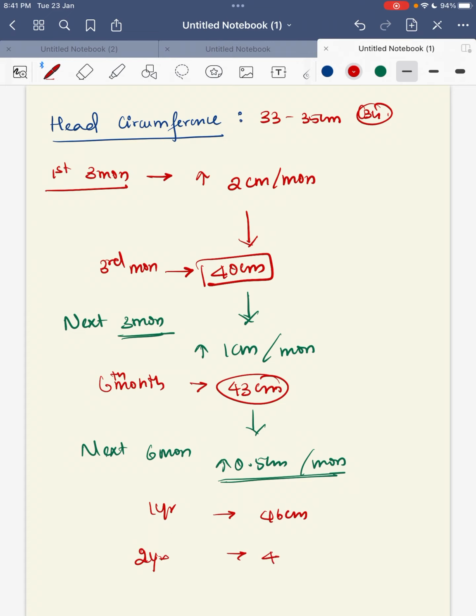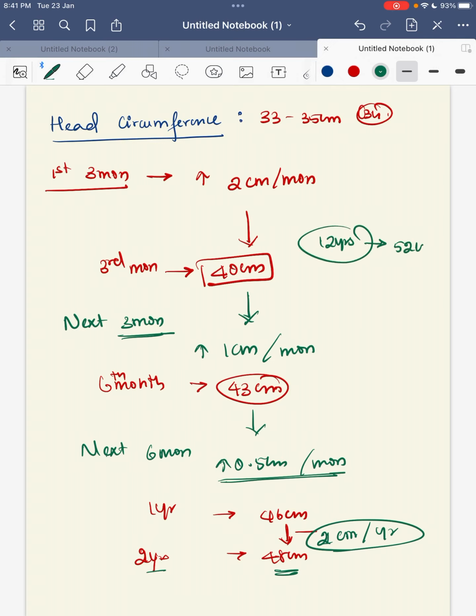At 2 years of age, the average head circumference will be 48 centimeter, because throughout this whole year there will be an increment of only 2 centimeter per year. So at 2 years, the head circumference will be 48 centimeter. At 12 years of age, the child's head circumference will be 52 centimeter. Okay, so this is about the head circumference.